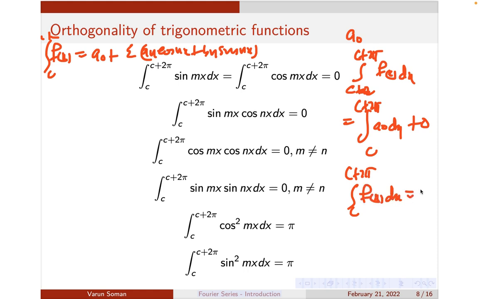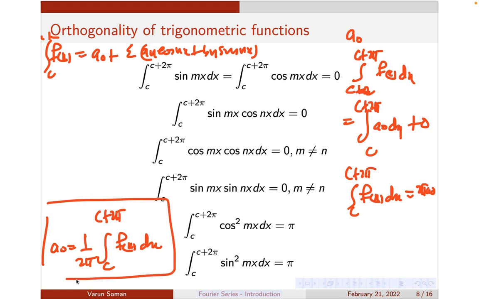The value of that is actually 2 pi into a naught, or the value of a naught is given by 1 by 2 pi into the integral from c to c plus 2 pi of f of x dx. So when you are asked to find the representation of some function, for example f of x is equal to x as a Fourier series representation, first you have to write down this formula. Now plug in the value of f of x into this formula, you will get the value of a naught, substitute it here. Again, plug in the value of f of x in the formula of an, substitute, you will be getting that value. So that is the idea here.